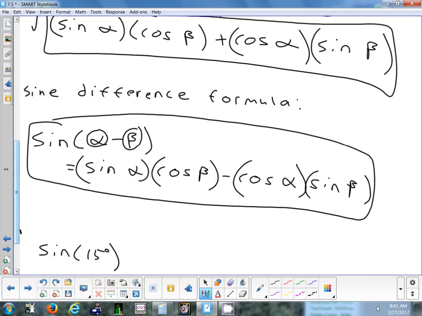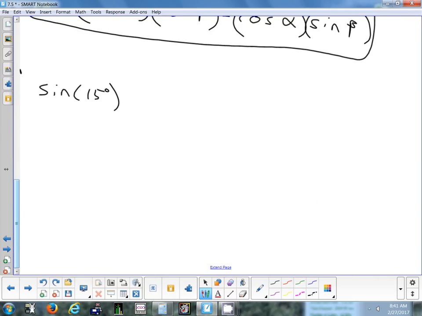We already did it, 45 minus 30. So alpha would be 45, beta would be 30. And you'd get all the same answers we did before. Okay, that denominator of 4 pops up a lot and stuff like that. Now, what if I asked you to figure this out? You have enough information to do that now. How could you do tangent of 15 based on what you know right now?